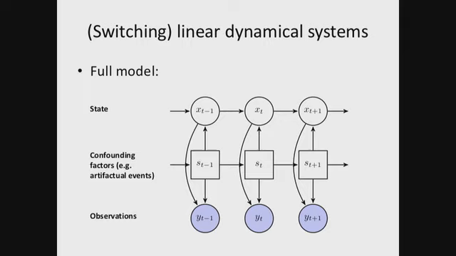And you'll notice that there's also an edge going from the artifactual events to the true values, to note the fact that those interventions might actually be affecting the patient. For example, if you give them a medication to change their blood pressure, then that procedure is going to affect the next time step's value of the patient's blood pressure.